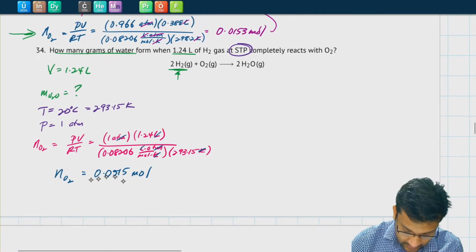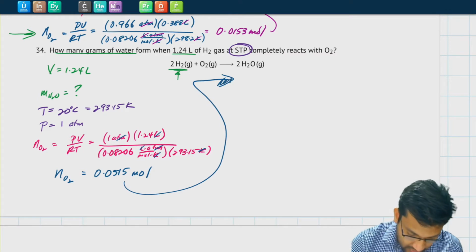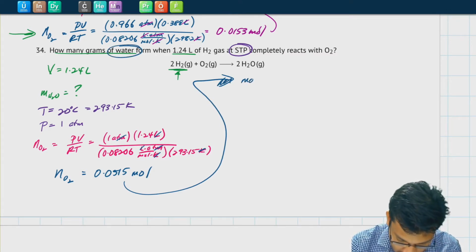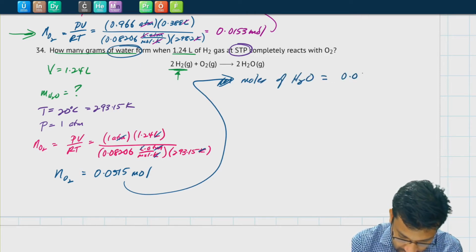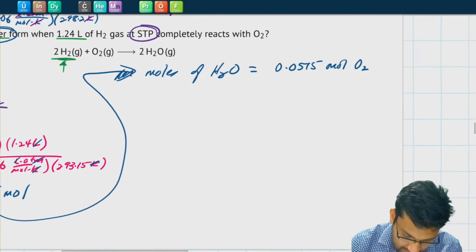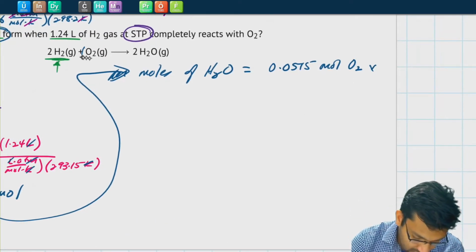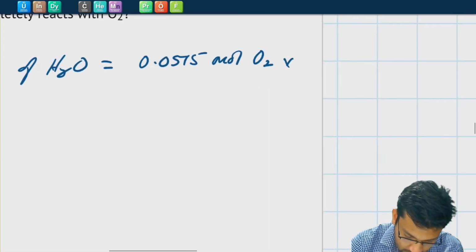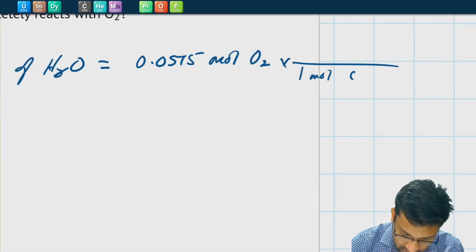So now let's find the number of moles of the unknown, which in this case is water. So moles of water is 0.0515 moles of oxygen, right, O2. And then let's use the mole ratio. 1 mole of oxygen to 2 moles of water.